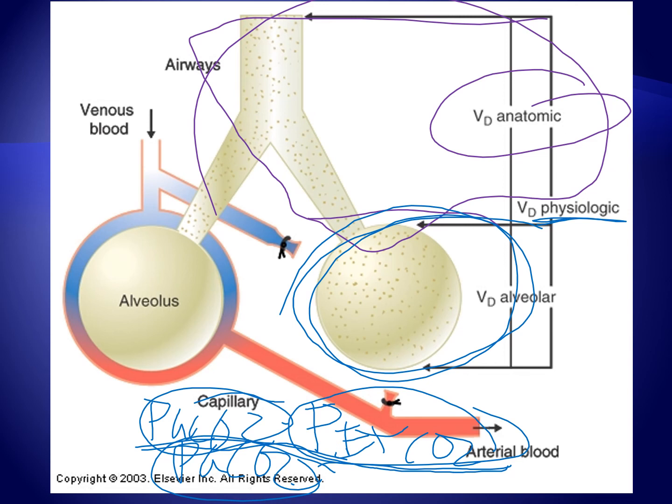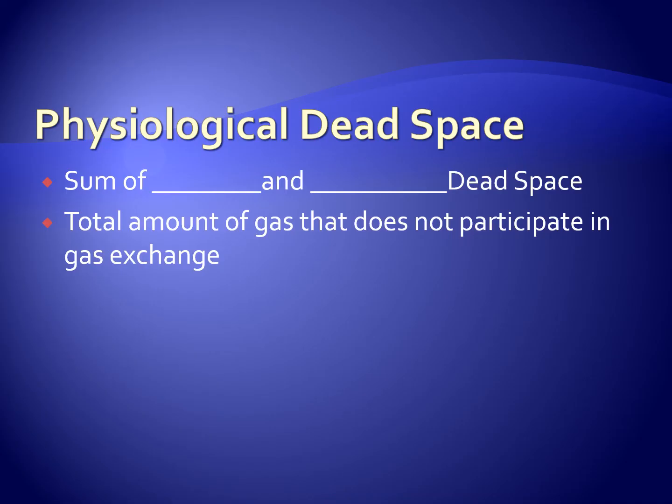So I know if I subtract anatomic from physiologic, what's left over is alveolar dead space. Pretty cool. So I can actually figure out, I can't directly measure it, but we can sort of estimate it. Right? So the sum of anatomic and alveolar dead space is physiologic. So anatomic and alveolar go in those spaces. Anatomic and alveolar dead space.